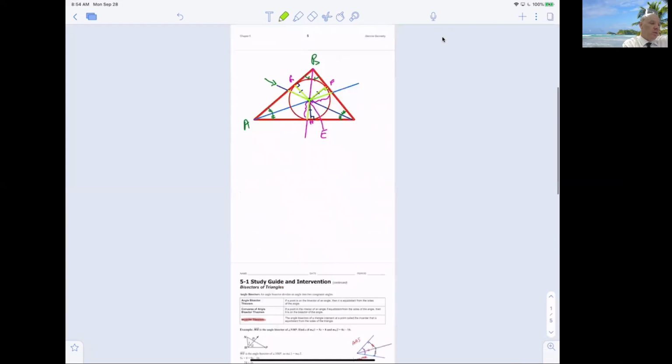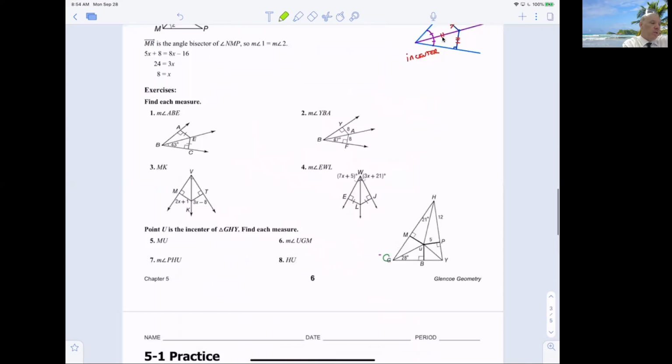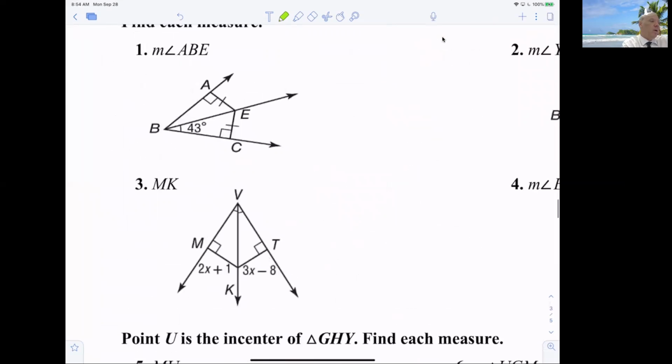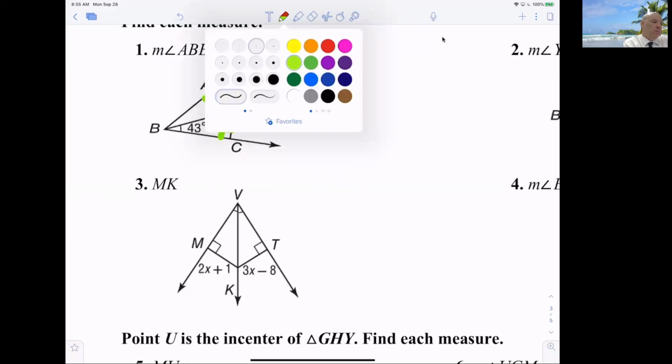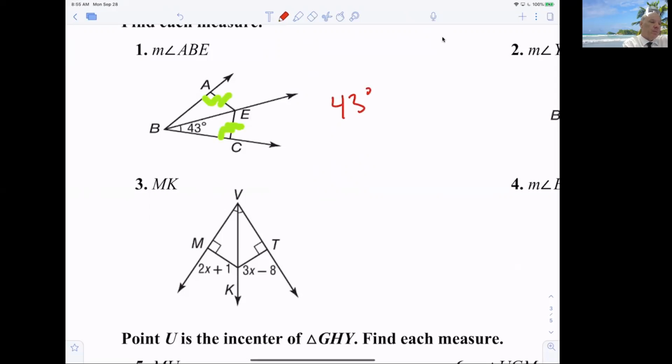So you see what I'm talking about on number 1 now? To me, AE doesn't look perpendicular to BA. Does that make sense to you guys? But because they're telling you that EC is congruent to AE and it's perpendicular, then angle ABE has to be how many degrees? It has to be 43 degrees because E is on the angle bisector.